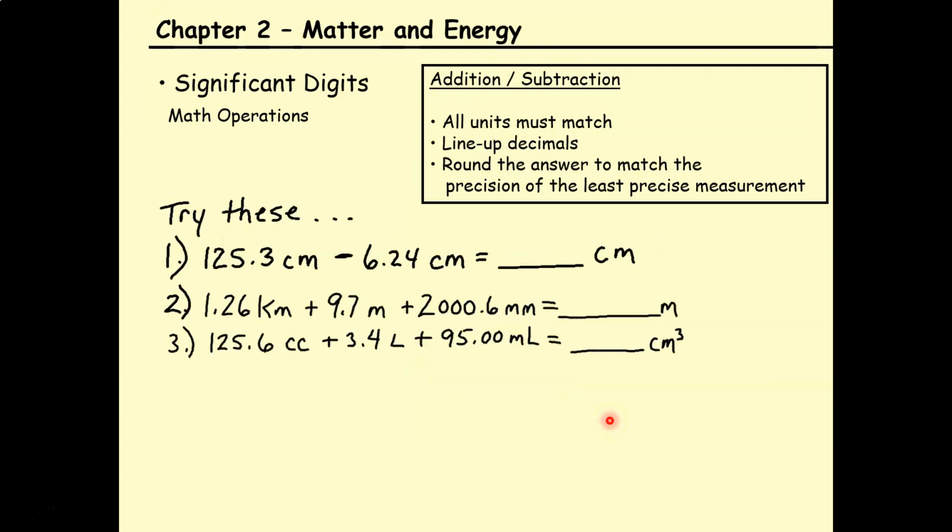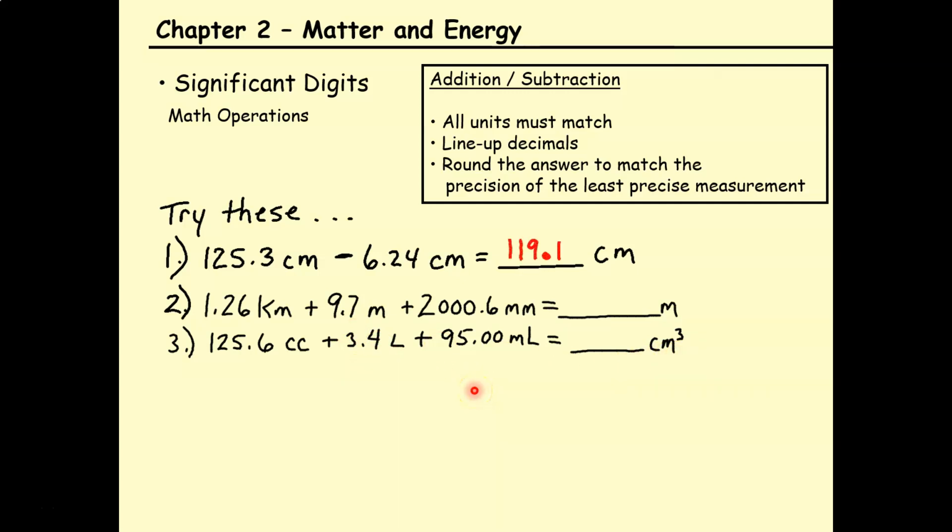All right, let's look at a couple more examples. I have first one is a subtraction problem, then an addition problem, and another addition problem. In number 1, they're both centimeters, so I don't need to convert units. In number 2, I got kilometers, meters, millimeters, so I'd need to convert them all to the same unit. Here it's kind of implying that I should convert them all into meters. In the third one, cc, liter, milliliter. Remember that a cc is the same thing as a milliliter, is the same thing as a centimeter cubed. So the only one I really have to convert is the liters, turn it into centimeters cubed or milliliters.